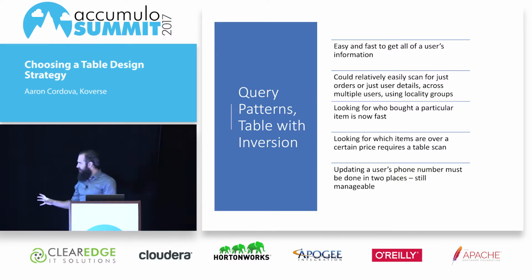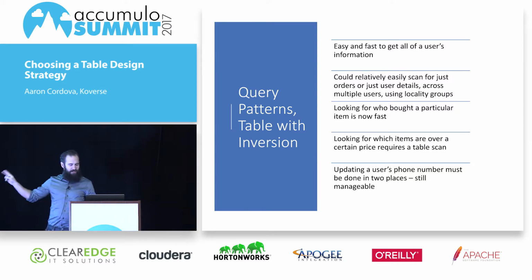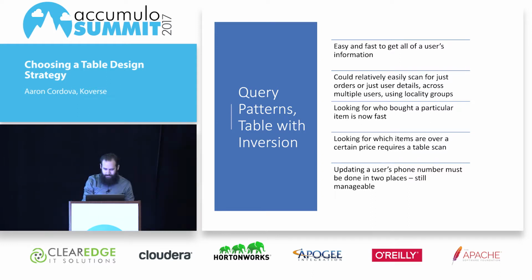But now I have this new problem where I've lost some atomicity. So updating user's phone number now has to be done in two places, which you might say is acceptable. I have to do it here, and I got to do it here. And Accumulo, remember, doesn't have multi-row transactions. So you have the chance to introduce some inconsistency and expose that to your application. It may not be a problem, but it's something you should think about.